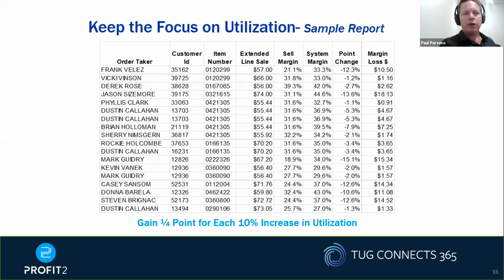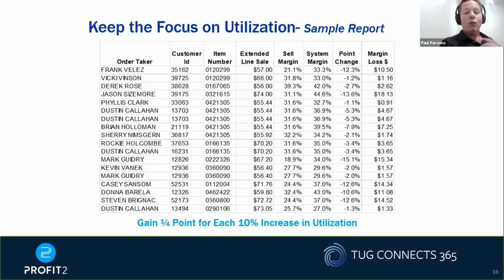It's a sample report where it shows an order taker, a customer ID, item number, extended line sales, sell margin, system margin, and how much the margin's been deviated from, and then it shows a margin loss percentage. And you could look at every order taker for every customer item they sell over any period of time that we got data for them, and we can calculate these numbers.